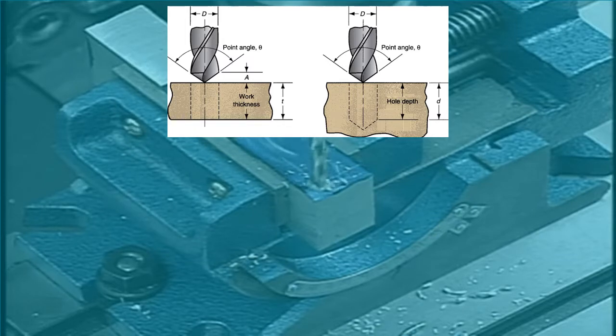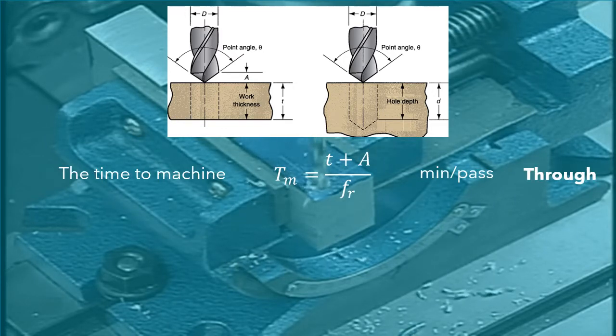Drilled holes are either through holes or blind holes. In through holes, the drill exits the opposite side of the work, and in a blind hole, it doesn't. The machining time required to drill a through hole can be determined by the following formula.